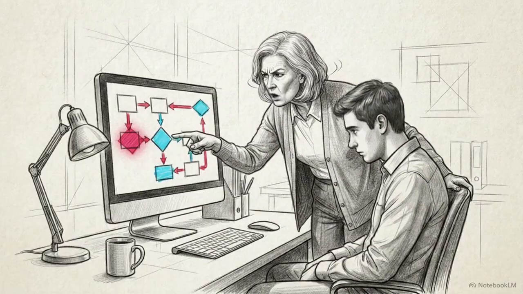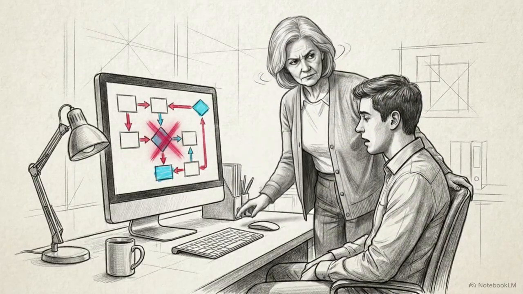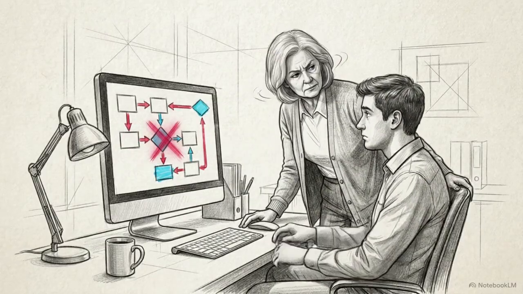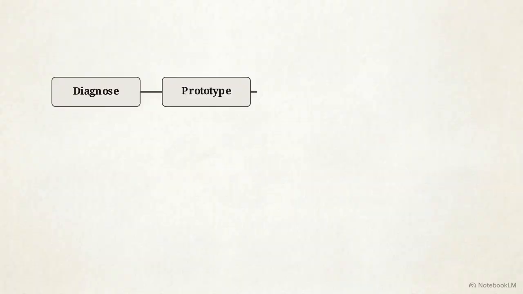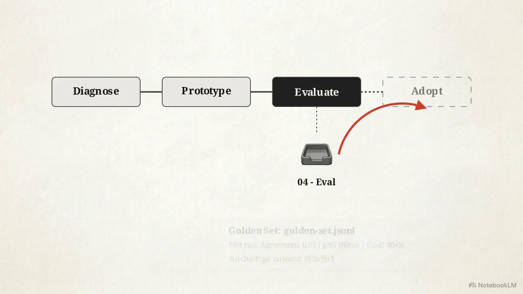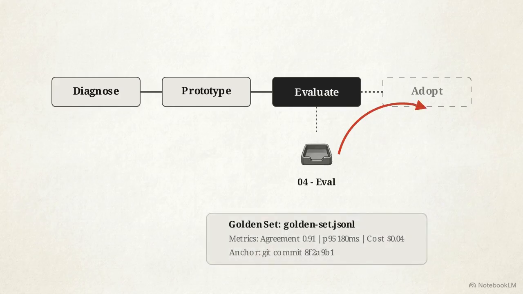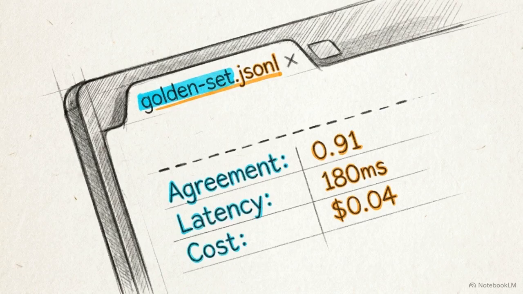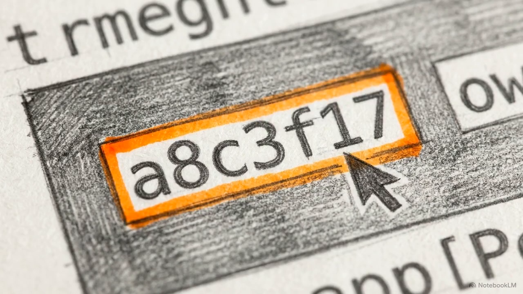Document your golden eval set, your latency, and your exact cost metrics. You must include the commit hash within this document. External reviewers need that hash to reproduce your exact numbers. Slot 4 is the contract that makes adoption possible. Without a reproducible commit hash, an evaluation is just a story, and a prototype can never safely cross into production.